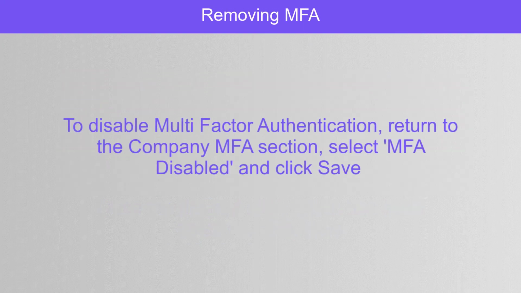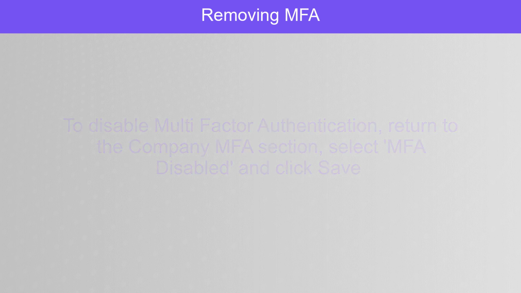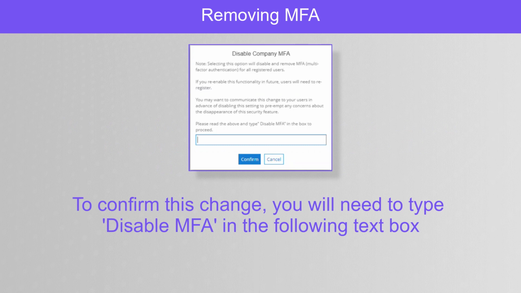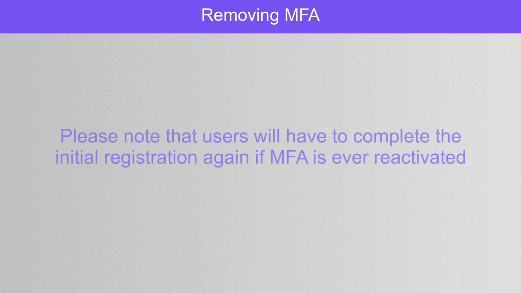If MFA needs to be removed from a company, return to the Company MFA option on the Administration section and select MFA Disabled before clicking Save. To confirm this change, you will need to type Disable MFA in the following text box. Please note that users will have to complete the initial registration again if MFA is ever reactivated.